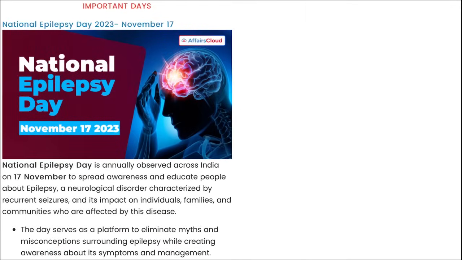Moving on then, next is important days. So National Epilepsy Day. When do we observe this National Epilepsy Day? It is observed on 17th of November, and this day is to spread awareness and educate people about epilepsy, that is a neurological disorder characterized by various seizures, and how this epilepsy impacts individuals, families and communities who are affected by this disease. Right? So National Epilepsy Day is observed on 17th of November.